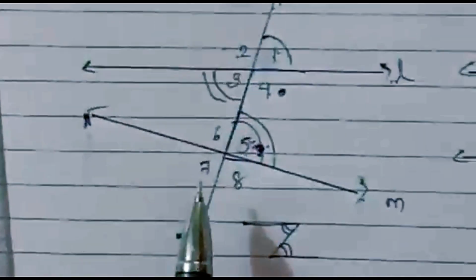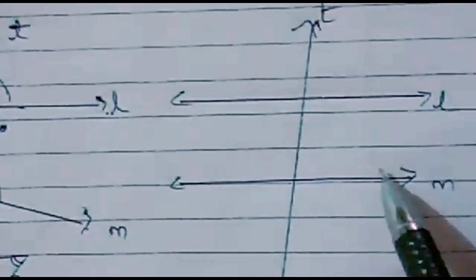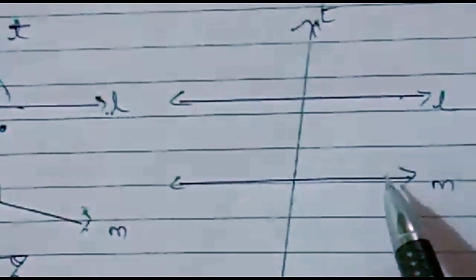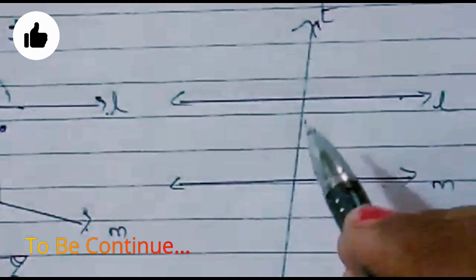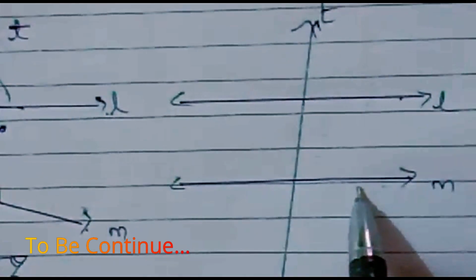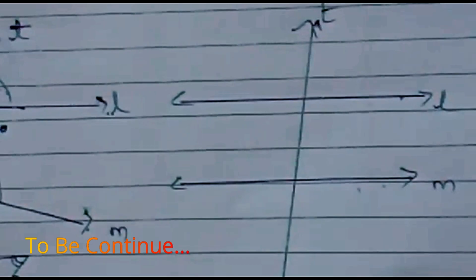Now what is the difference between this figure and the next figure? Here you can see we again have two lines L and M and transversal T. But these two lines are parallel, and so the property will differ according to the types of angles.